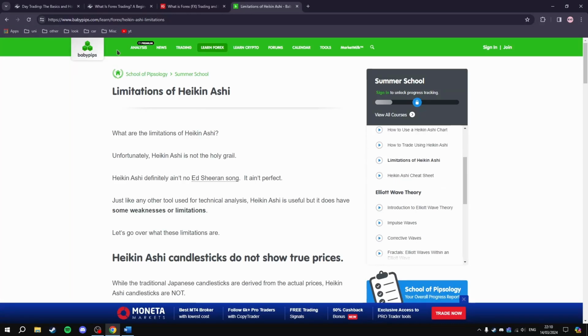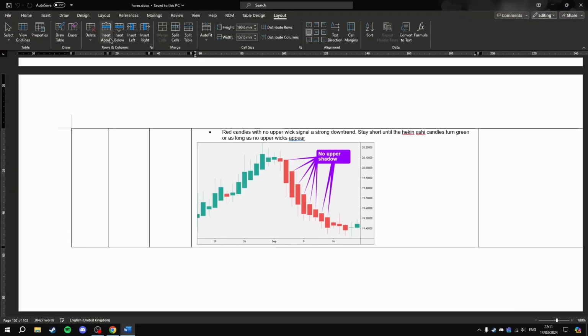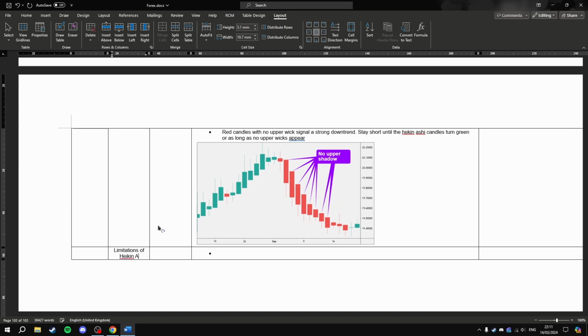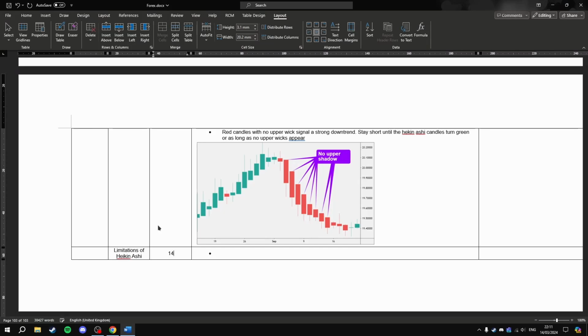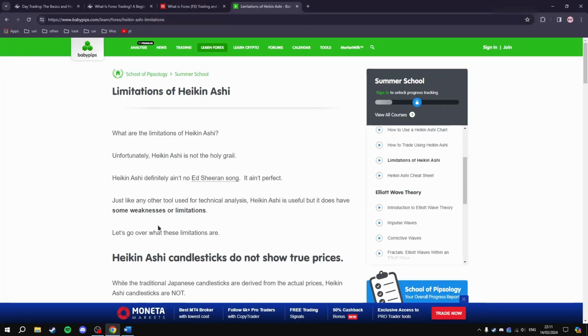And now we are on limitations of Heikin ashi. So let's get started. Limitations of Heikin ashi. Date is the 14th. What are the limitations of Heikin ashi?